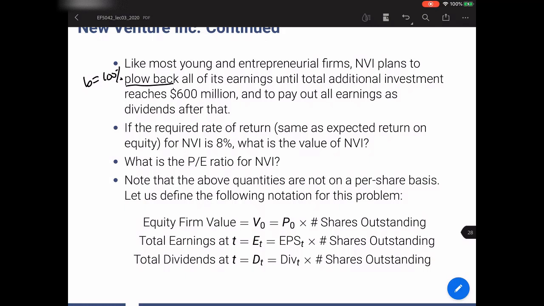And we will decompose earnings into its investment component and its dividend payout component. So just to review some definitions, equity firm value simply means the price per share, P0, times the shares outstanding. Total earnings equals the earnings per share, or EPS, multiplied by the total number of shares outstanding. And total dividends is equal to dividend per share times total shares outstanding. Okay, so hopefully that's just a review, and you've read through the textbook, or you learned it from previous courses.